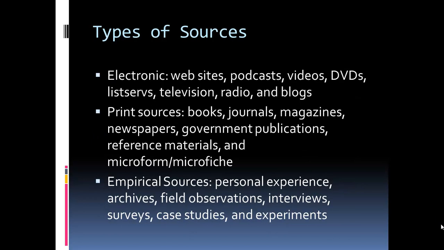So of course we know that there are many different types of sources. The first one is electronic, and this is probably the one we are most used to in our everyday lives. These electronic sources include websites, podcasts, videos, DVDs, listservs, television, radio, and of course blogs. Print sources include books, journals, magazines, newspapers, government publications, reference materials, and the microform or microfiche.